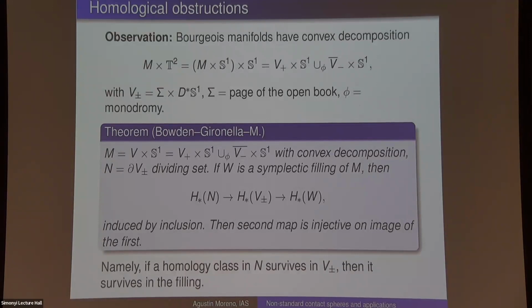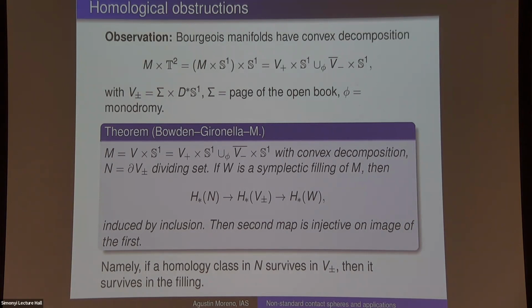Okay, so this might sound a bit mysterious, but what this is saying is that if a homology class in the dividing set survives in each of the pieces of the decomposition, it also survives in the filling. So the filling needs to have sufficient homology in order to exist. So at least a homology of the dividing set inside the boundary.